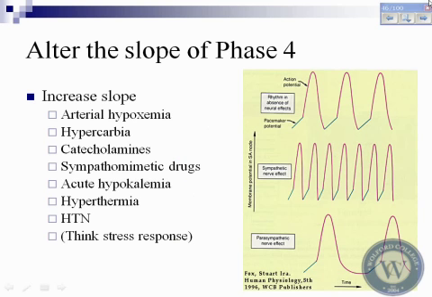So alteration to phase 4, things that increase the slope, which means they're going to reach threshold more rapidly: arterial hypoxemia in an adult, hypercarbia, anything that induces stress, such as catecholamine release, sympathomimetic drugs, acute hypokalemia because of hyperventilation, hyperthermia, hypertension. So think of all a stress response.